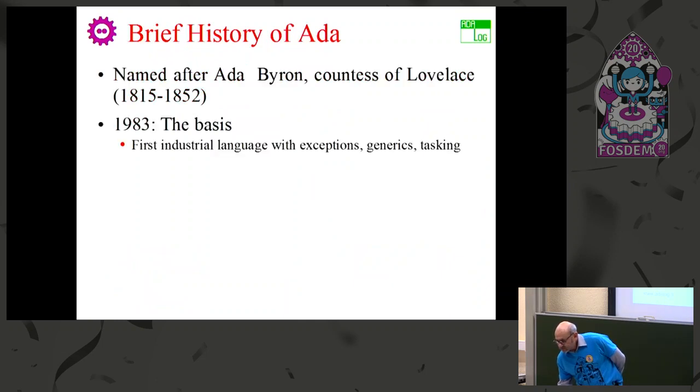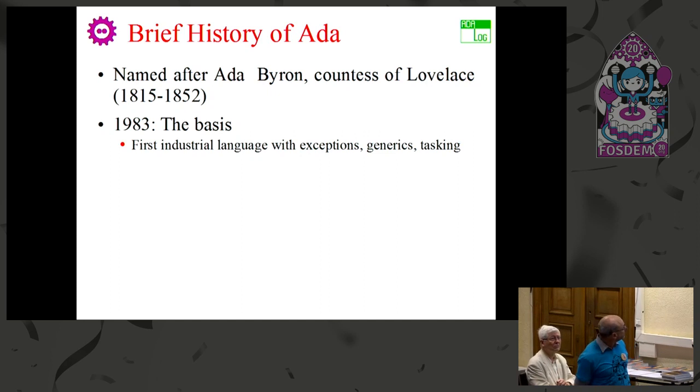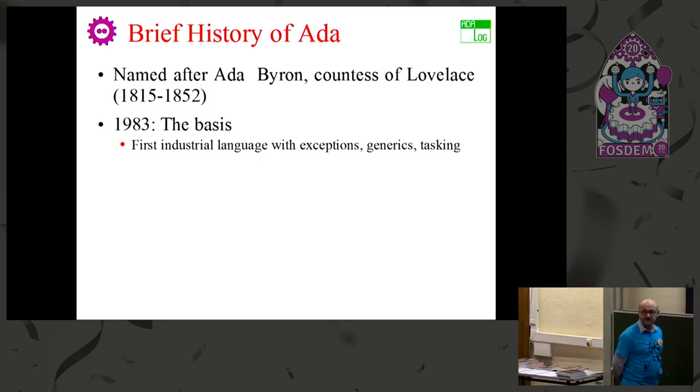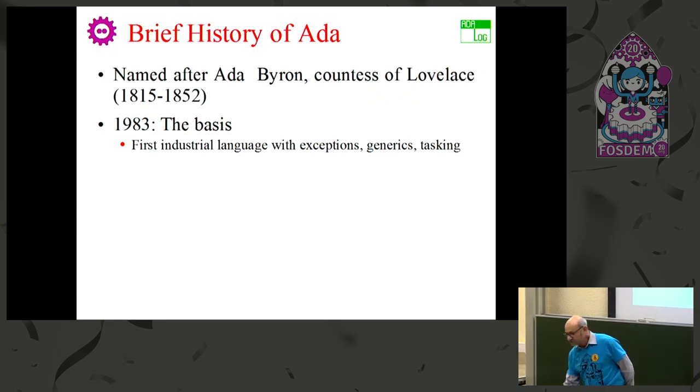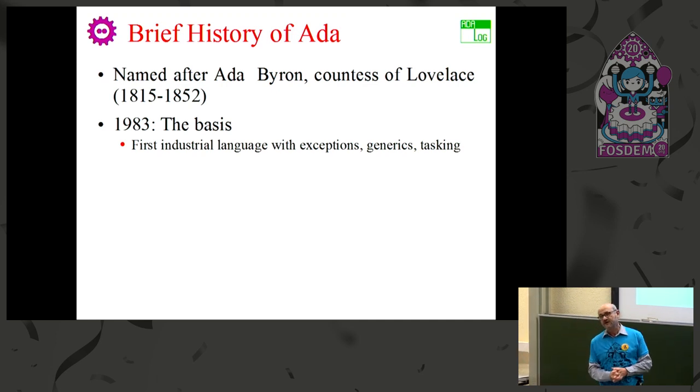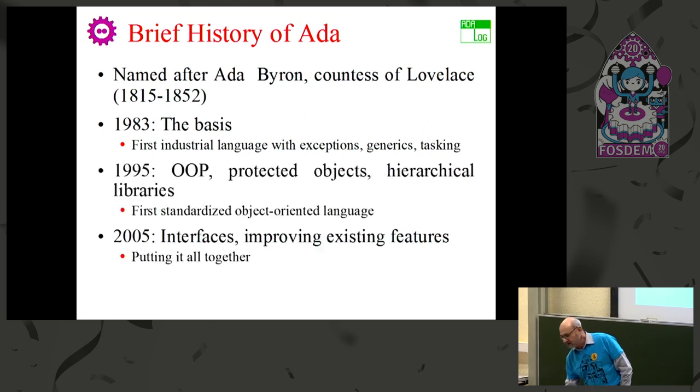The first version was in 1983. Don't tell me it's very old. It's much more modern than C, and it's approximately the same time that C++ appeared. So it's not older than most used programming languages nowadays. At that time, it was quite revolutionary by already having, in a well-designed set, exceptions, generics, tasking, and many features that you could not find in the same language.